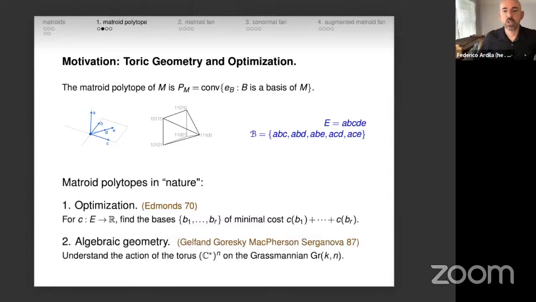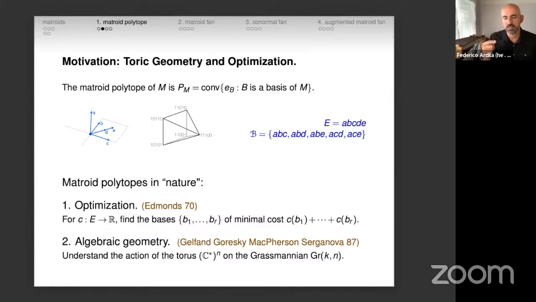Gelfand, Goresky, MacPherson, and Serganova came from a very different place. They were trying to understand the Grassmannian and a certain torus action. So let me say briefly what this is about. The Grassmannian G(k,n) is, given an n-dimensional space, the collection of all k-dimensional subspaces. So you form a space where each point of that space corresponds to one of the k-planes in n-space. It turns out that this is a projective variety that you can coordinatize in a very nice way with something called a Plücker embedding.